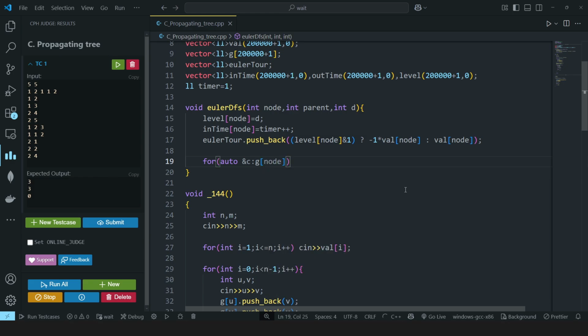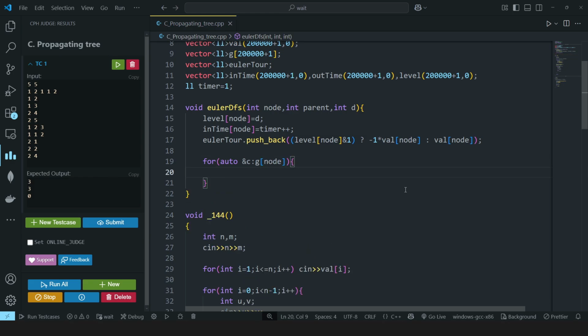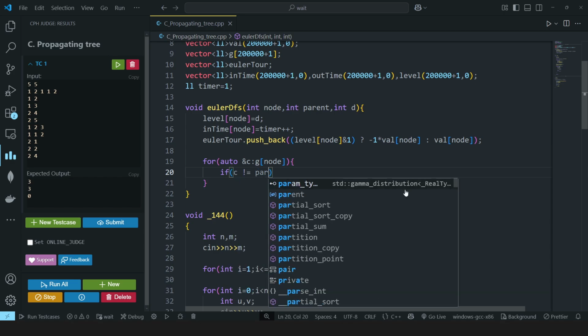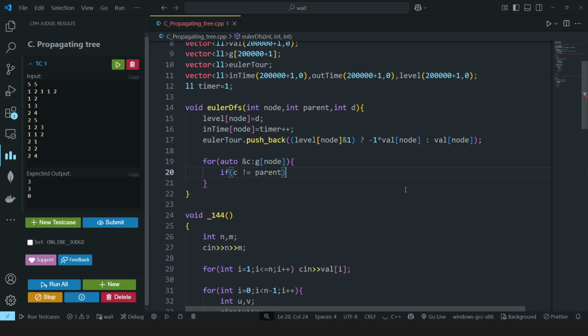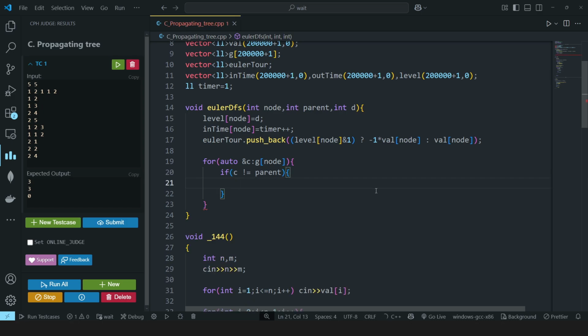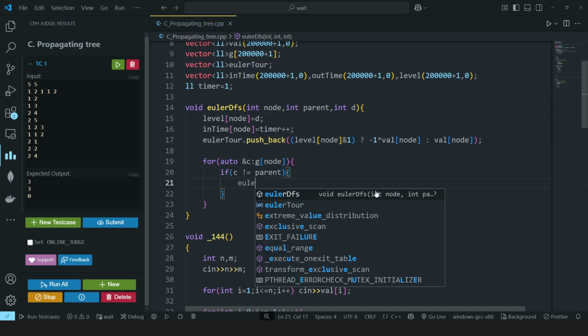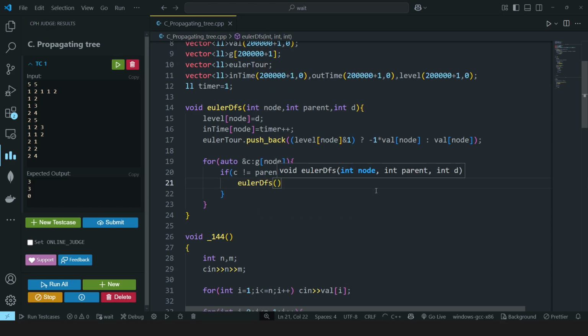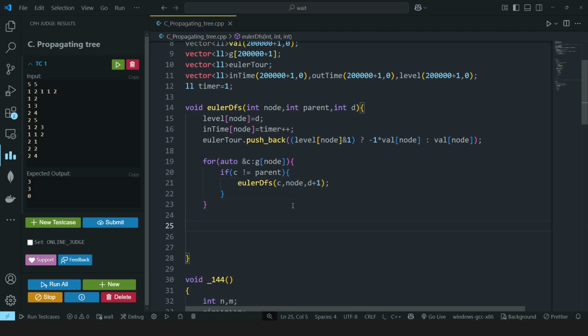So I will traverse the adjacency list here one by one. I will check that if this child is not equal to the parent, because this is how we do a DFS in a tree, right? We don't use a visited array. If this is not equal to parent, then I will again call the same Euler DFS here, and this time the parameters will be what? The node will now be my child and the parent will be this node, and the depth will increase by 1.